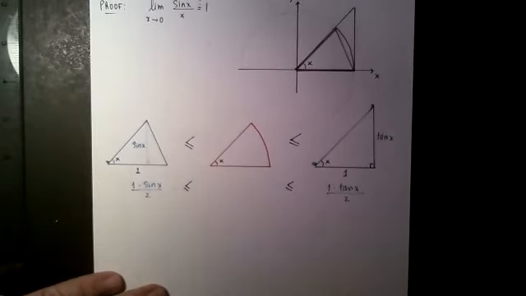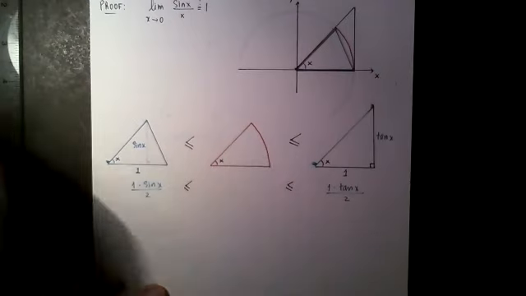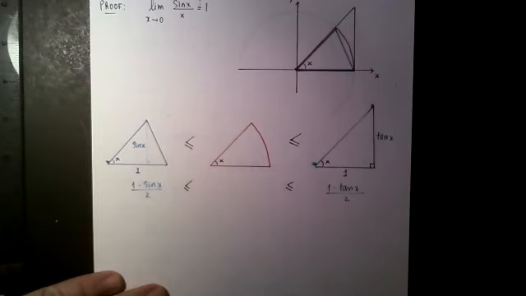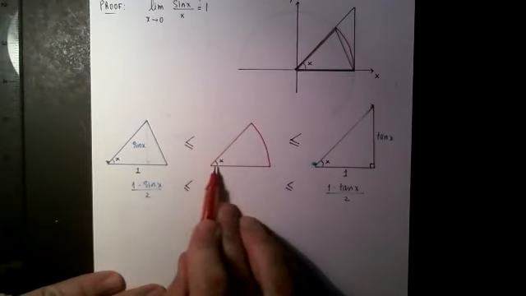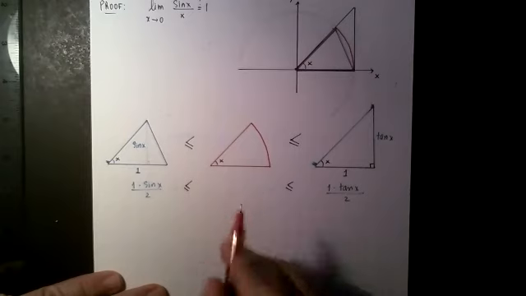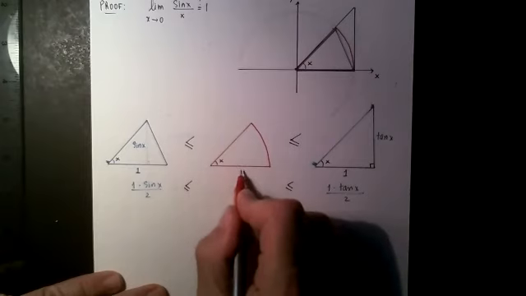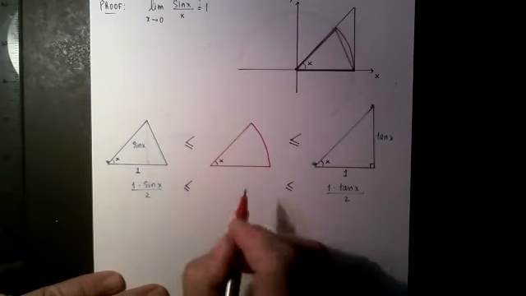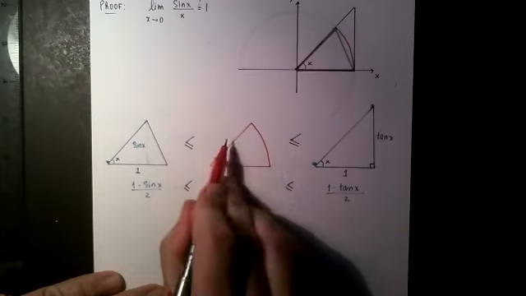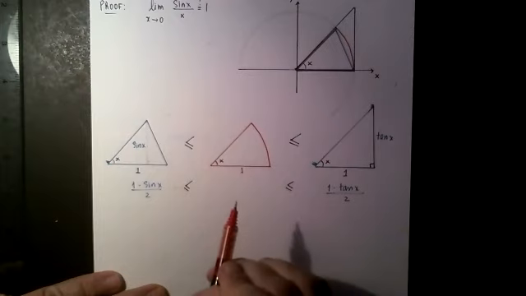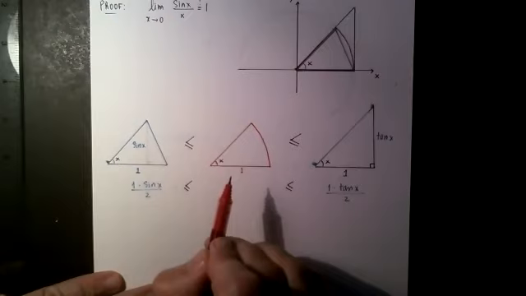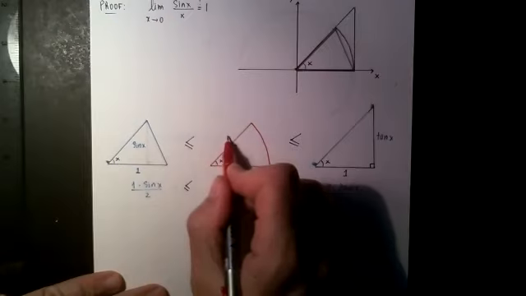Good. So now we need to find the area of this one here. This one's a bit trickier. How much does this measure? From here to here is how much? 1. Here. How much is this one? 1. Of course, it's a radius as well.